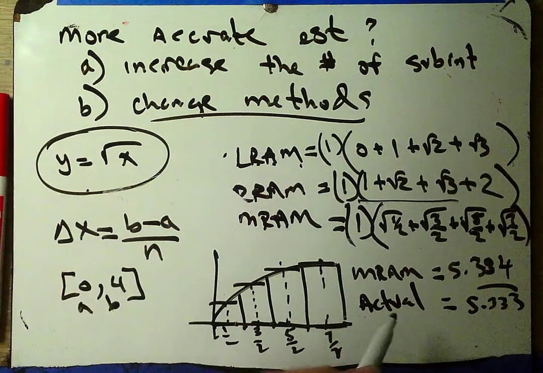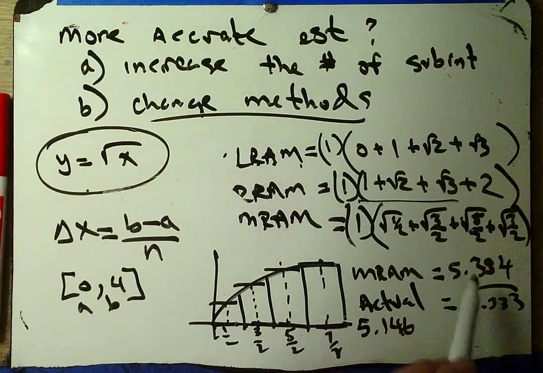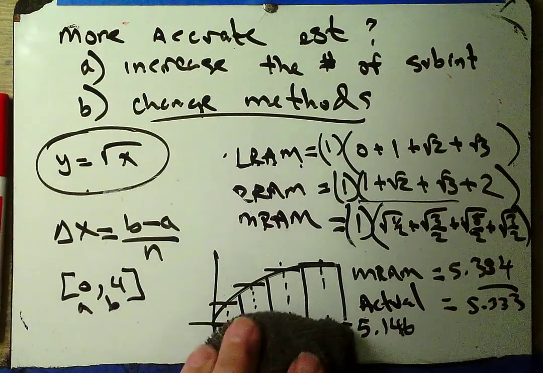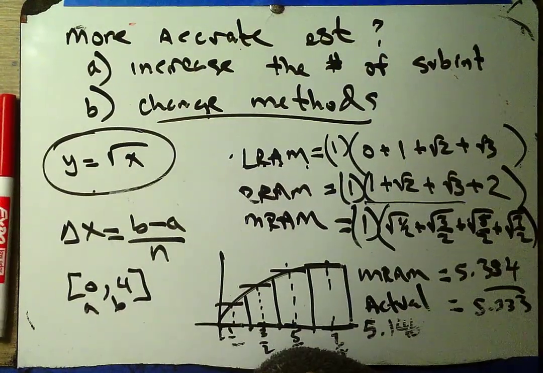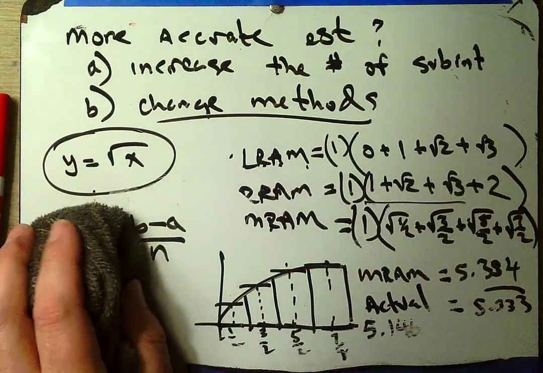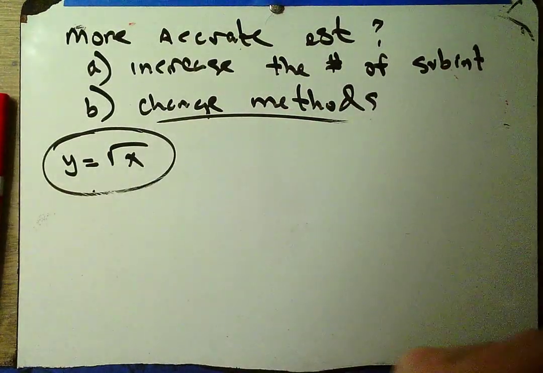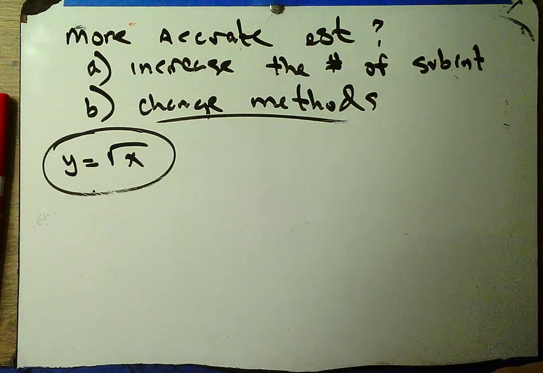And what was our average of LRAM and RRAM? Wasn't it 5 point, sadly I can't go up and check, but I think it was 5.146. So yeah, that average is pretty good. MRAM is looking really good. And the actual is something that we're going to learn how to find in very short order. Approximations. Okay, you've got these approximations. I recommend trying LRAM, RRAM, and MRAM for 8 subintervals. Okay, and I will tell you that the actual, well, you already know the actual area under the curve.